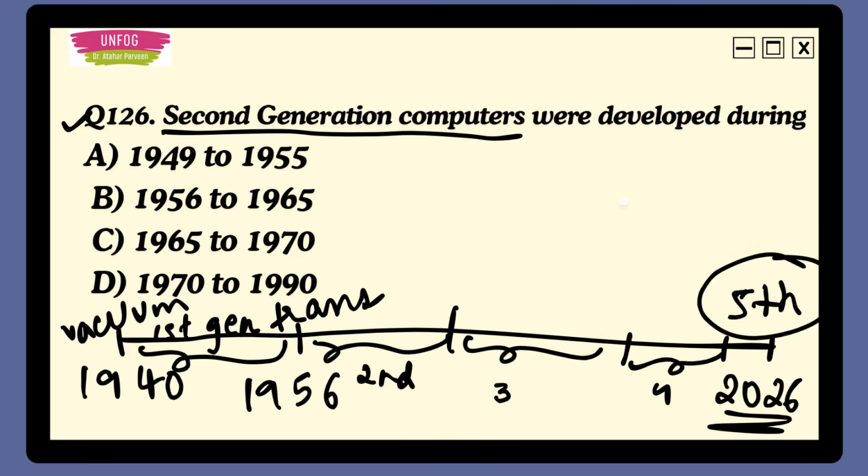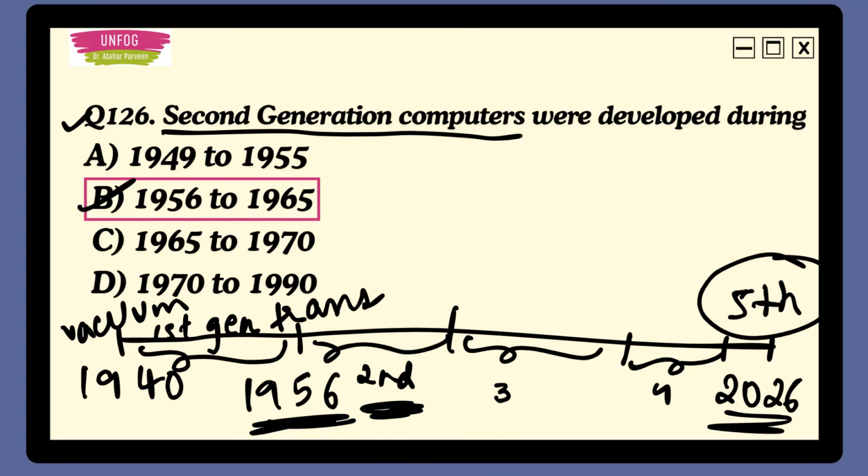So back to our question, what does he say? Second generation computers were developed during. So where is our second generation? Here. This is the second generation. So our answer should be 1956 to 1965. Here you see the starting point of the second generation is 1956. So the right answer will be option B, 1956 to 1965. I hope this is clear.